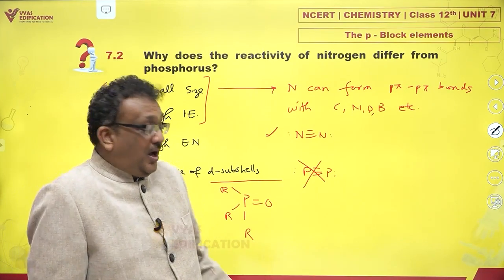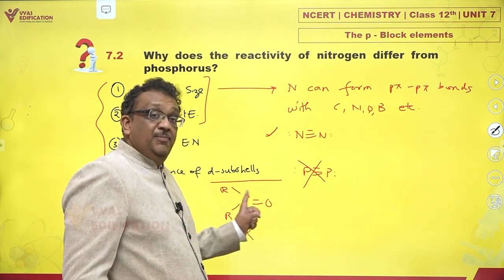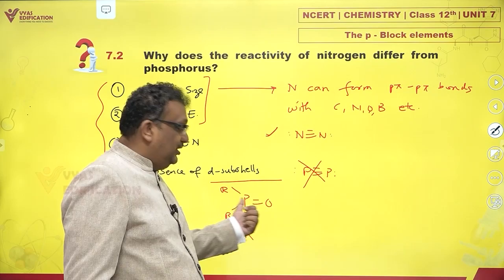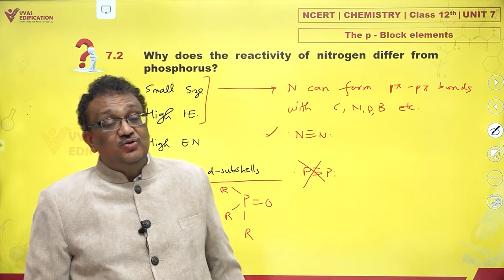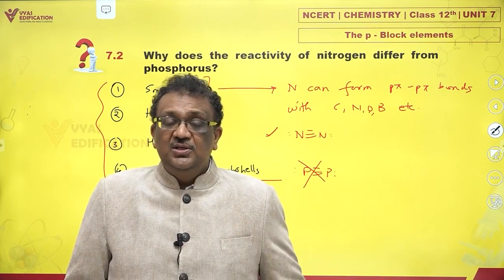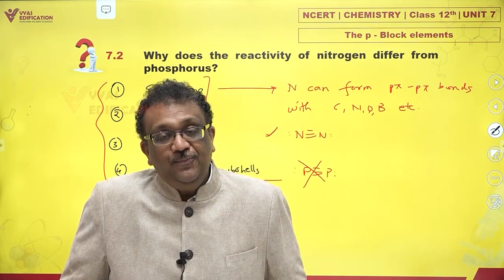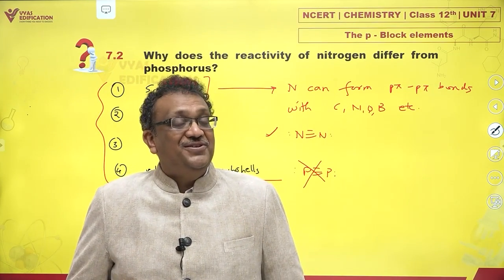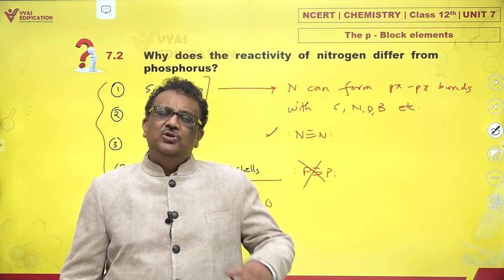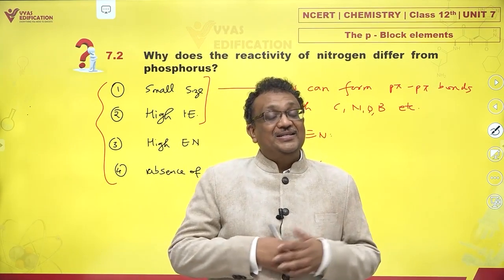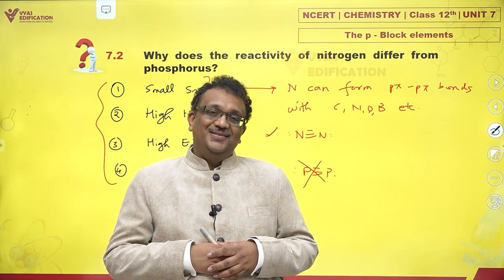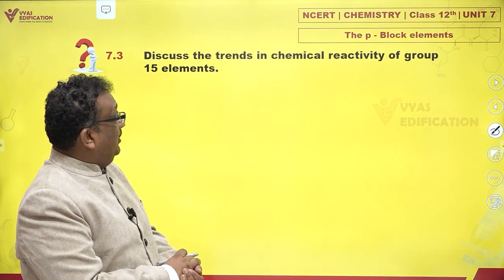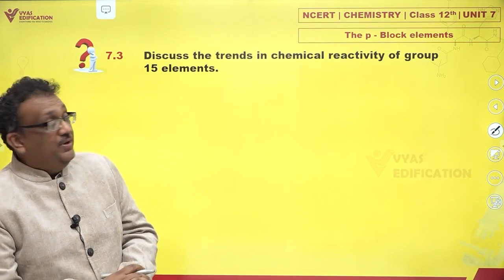Why? This is a compound in which back bonding is being done between oxygen and empty d orbitals of phosphorus. Nitrogen cannot do this because d orbitals are missing. These, my dears, are the major reasons because of which nitrogen has a very different chemistry as compared to that of phosphorus. Discuss the trends in chemical reactivity of group 15 elements.